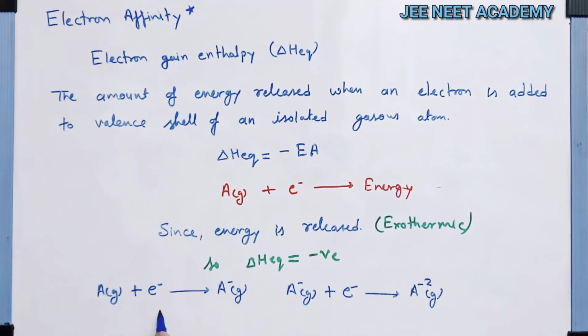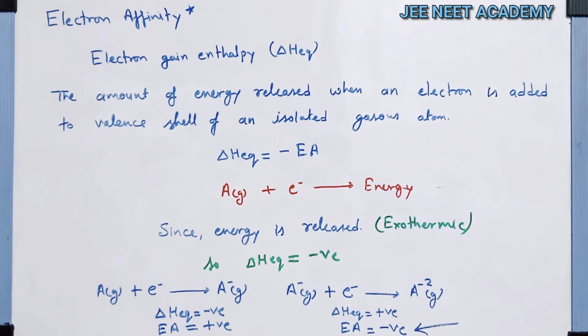For the first reaction, delta H_eg will be negative and electron affinity will be positive. For the second, delta H_eg will be positive and electron affinity will be negative, and this is true for all. Second electron affinity will be negative for all the elements, always.